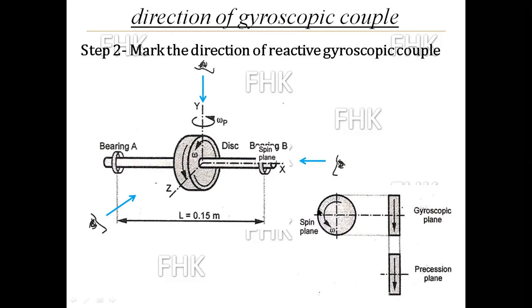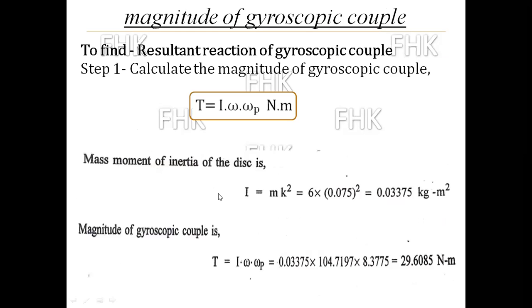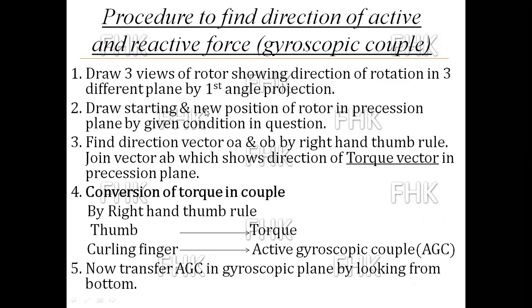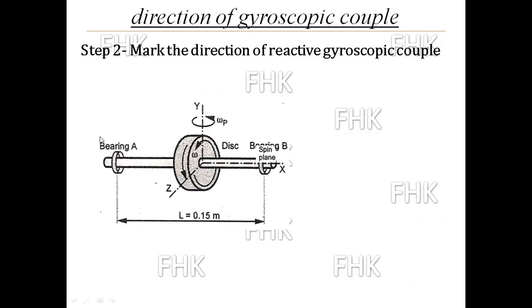Left hand side view, right hand side view will become a spin plane. The precession you can see in top plane, top view. So top will become a precession plane, and the third mutually perpendicular plane will become a gyroscopic plane. In this plane, we can see the active and reactive couple. This is the first step. Second step, draw starting and new position of a rotor in precession plane.